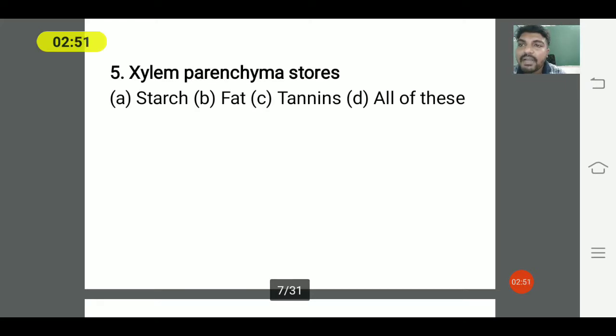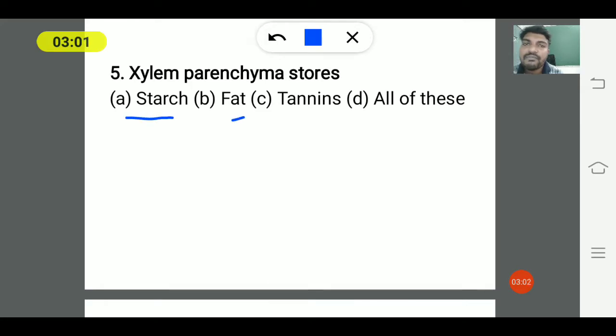Xylem parenchyma stores food material, such as starch. Got it? Starch. It also stores the food. It also stores the tannins. So answer is all of this.